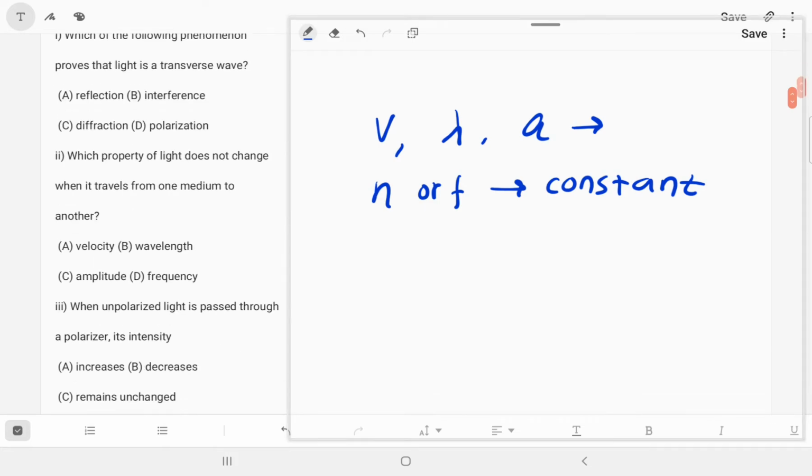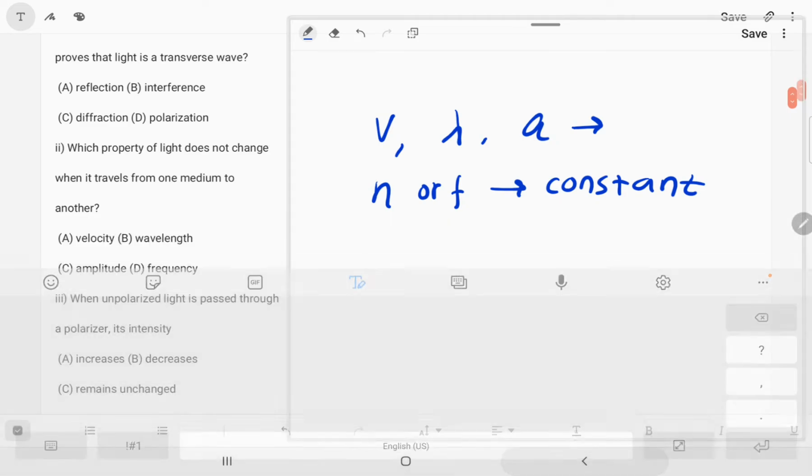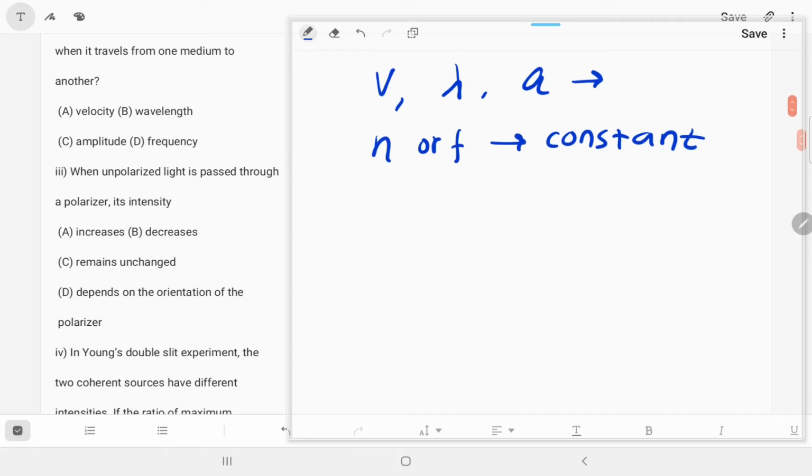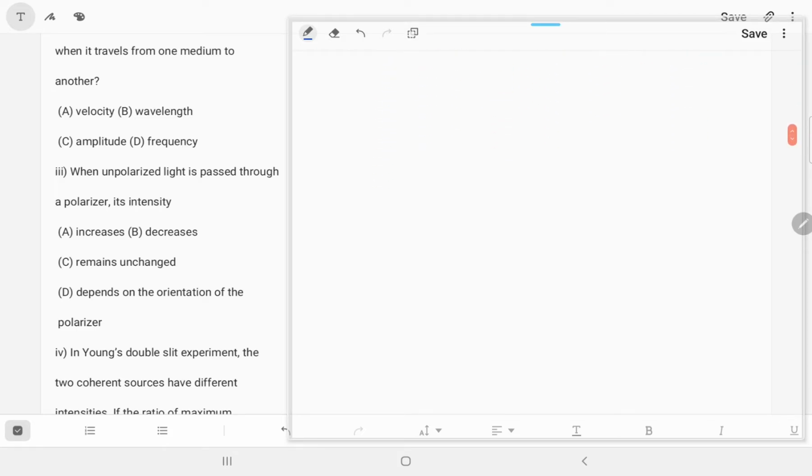Number third is, when unpolarized light is passed through a polarizer, its intensity increases, decreases, remains unchanged, or depends on the orientation of the polarization. So basically when light, that is unpolarized light, is passed through a polarizer, its intensity decreases.